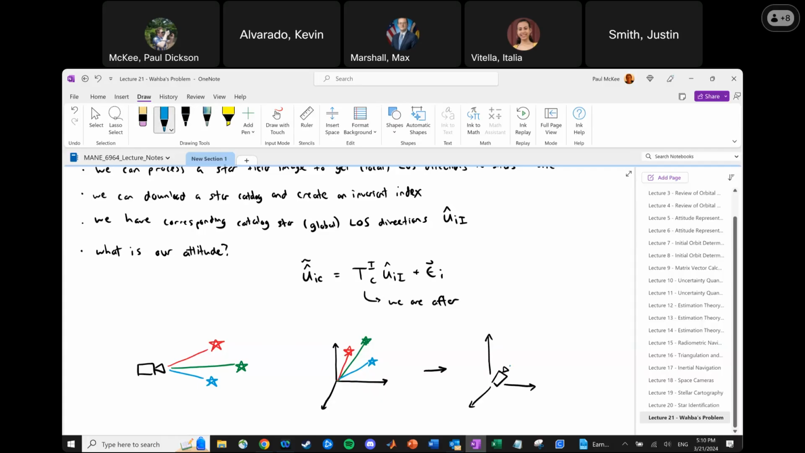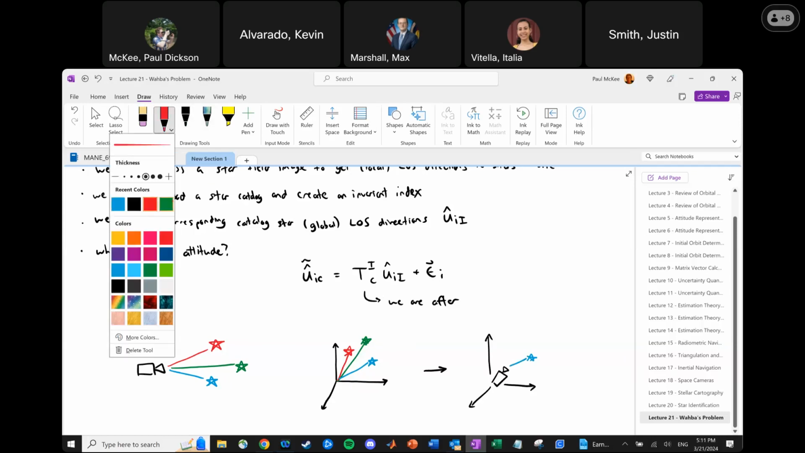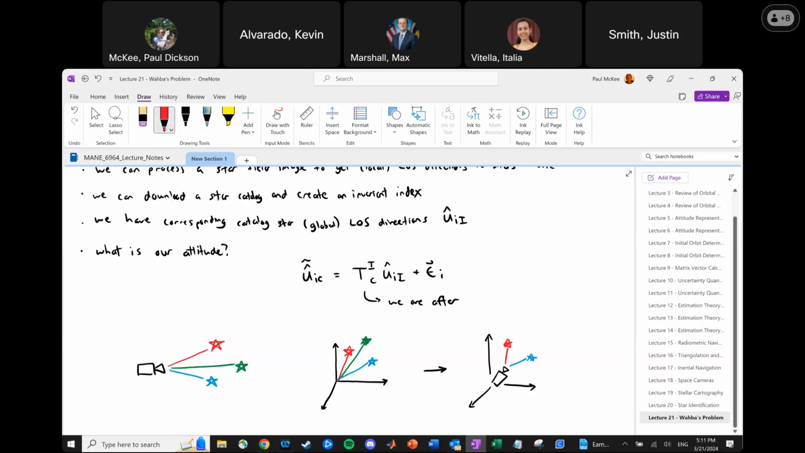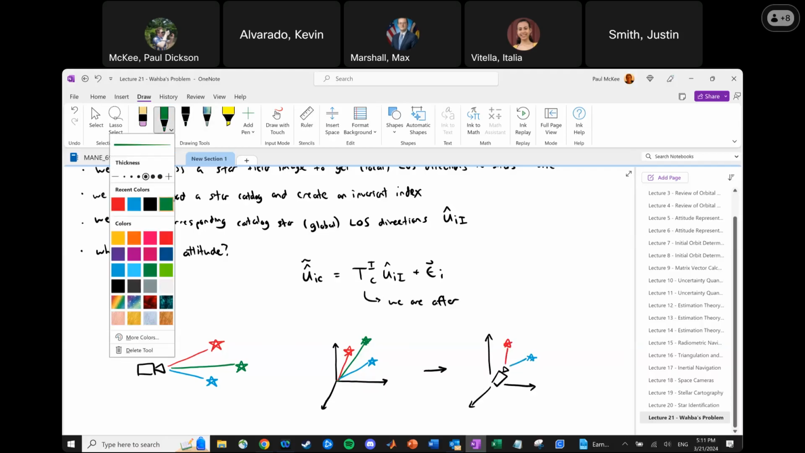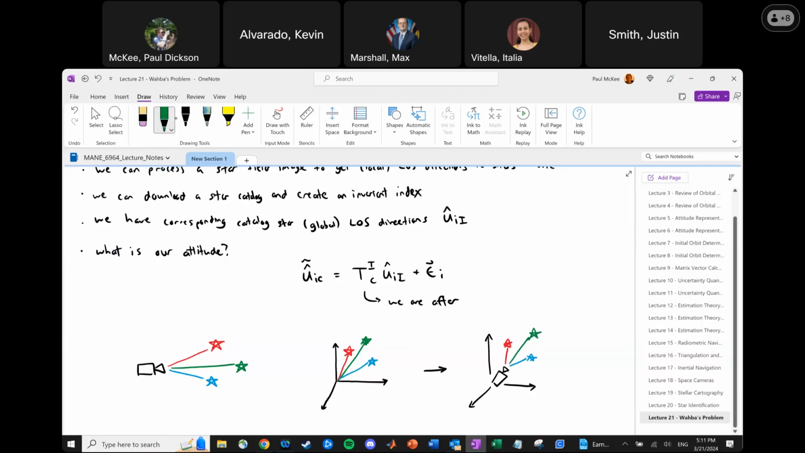So this camera has to be looking at this star, looking at this star, and looking at this star. So we've got in the image, and I guess maybe these should have a little box around them because these are image stars. So we've got the image, we've got the catalog, we've got the match that's implied by the color coding. So now we've got an attitude estimation problem.